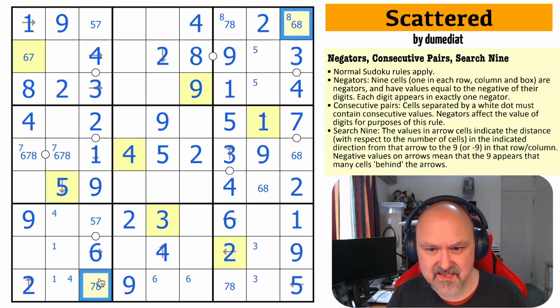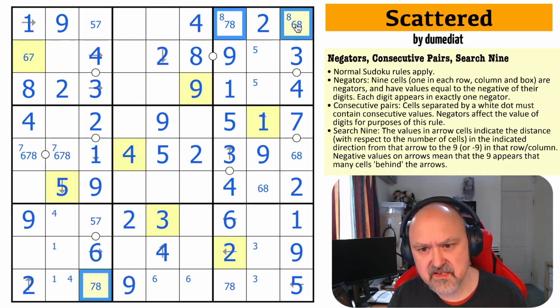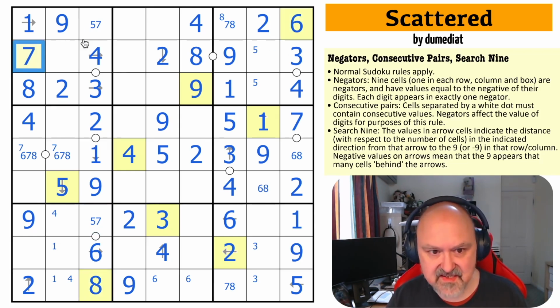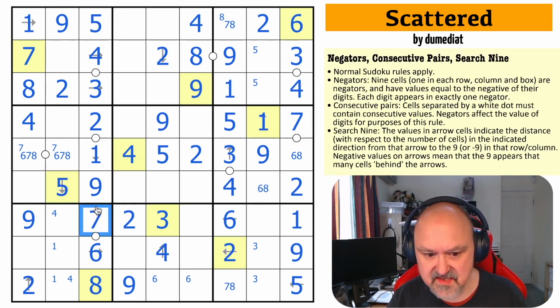If that's 8, that's 7. Hang on a minute. If that's 8, that's 7, and that's 7. Wait a minute. If this is 6, that's 8. No, I think I'm... But this is a 5, 7 pair. So that is the 8. That's the 6. And that's the 7, which means this is the 5, this is the 7.